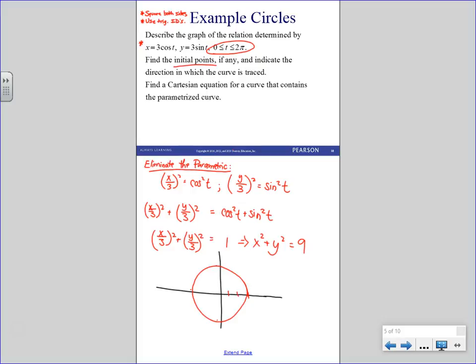We figured out it's a circle. That's the easy part. Now let's figure out what's going on from a quick table, by doing just a few values. Start at the beginning point, 0. What's cosine of 0? Well, 1. 1 times 3 is 3. Sine of 0 is 0. So where's this starting? 3, 0. Here's the initial point.